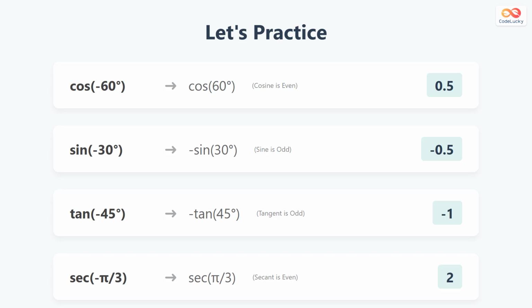Let's apply this to some numbers. Cosine of negative 60 degrees is just cosine of 60 degrees, which is 0.5. Sine of negative 30 degrees becomes negative sine of 30 degrees, giving us negative 0.5. Tangent of negative 45 degrees becomes negative tangent of 45 degrees, which is negative 1. And secant of negative pi over 3 is just secant of pi over 3, which is 2.